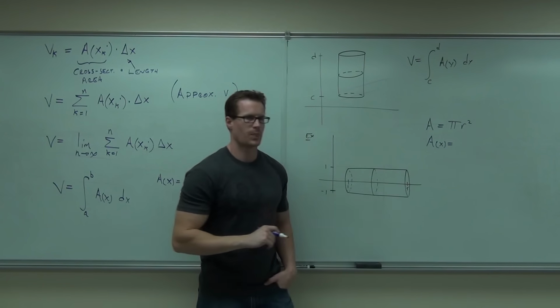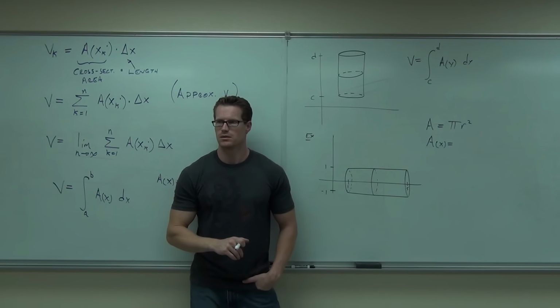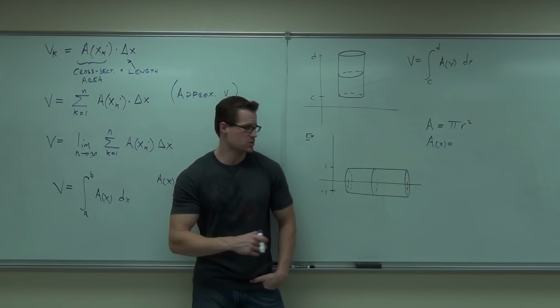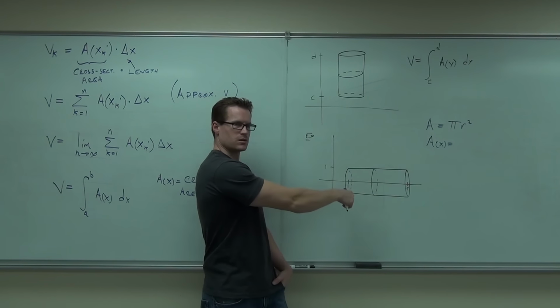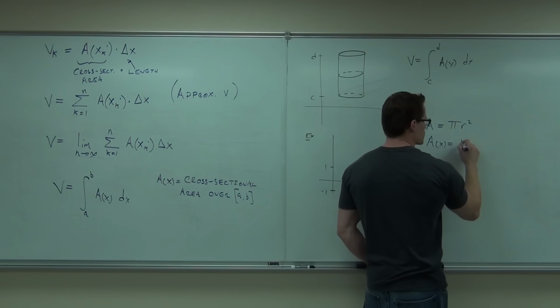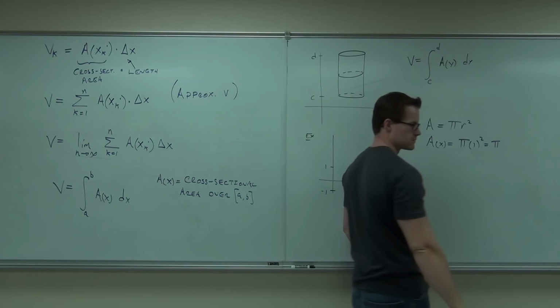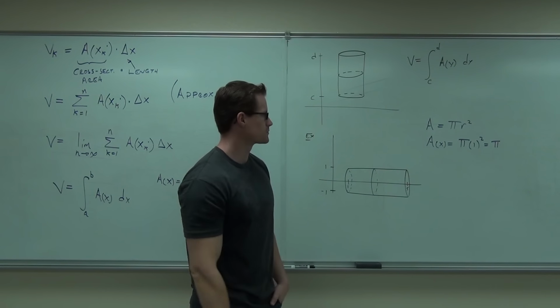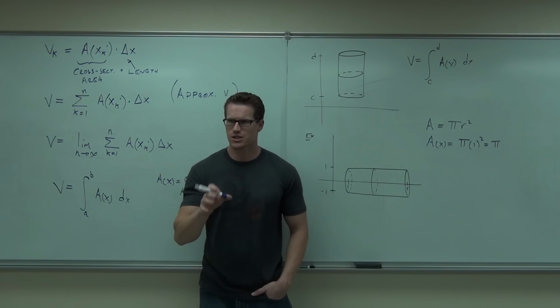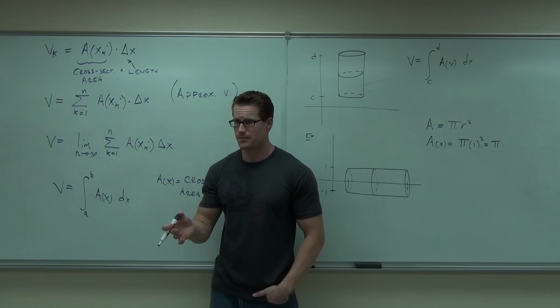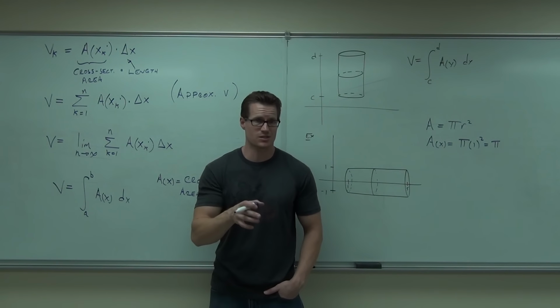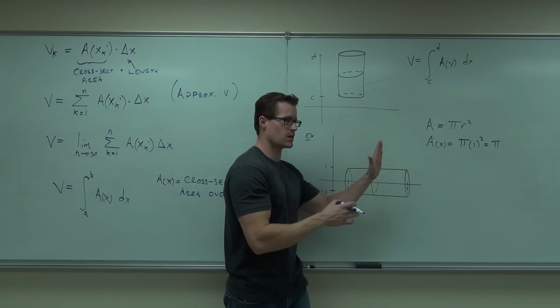In our case, how much is the pi r squared? What's the radius? One. Can you see the radius is 1? Diameter is 2, radius has to be 1. So for us, it's pi 1 squared. Pi. Would you all agree that the cross-sectional area of this figure is simply pi? And it doesn't change. There's no x involved in it because it's a constant. It's just circles stacked up right next to each other.